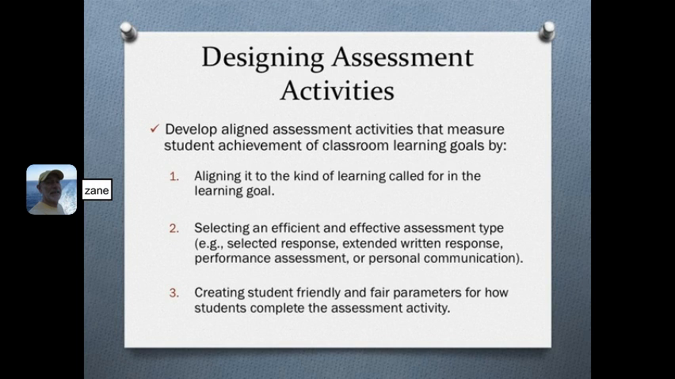Let's now take a look at some of the key things to consider when designing assessment activities. Develop aligned assessment activities that measure student achievement of classroom learning goals by, number one, aligning it to the kind of learning called for in the learning goal. Number two, by selecting an efficient and effective assessment type, for example, selected response, extended written response, performance assessment, or personal communication. Number three, creating student-friendly and fair parameters for how students complete the assessment activity. Let's look at these 3 points one at a time.